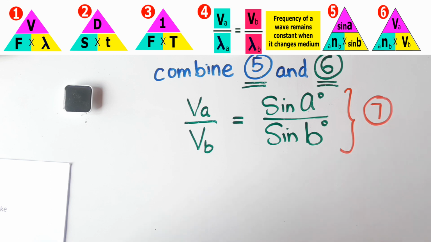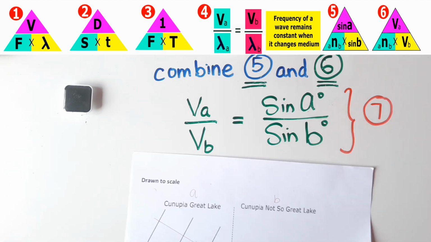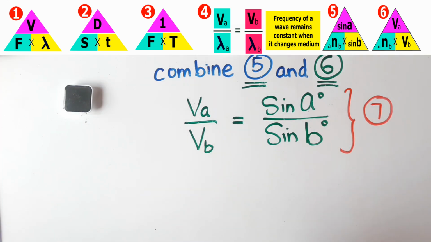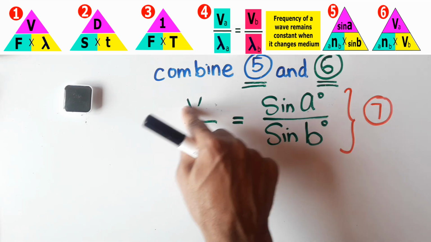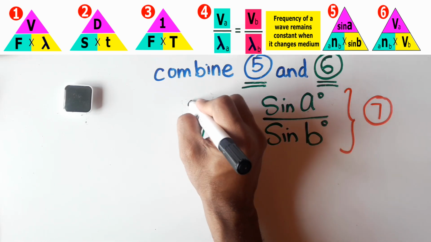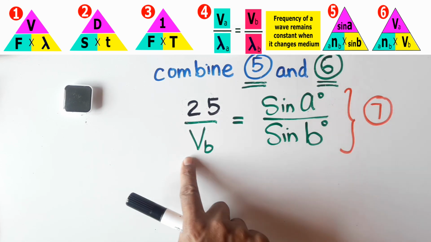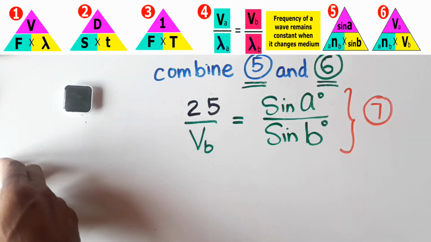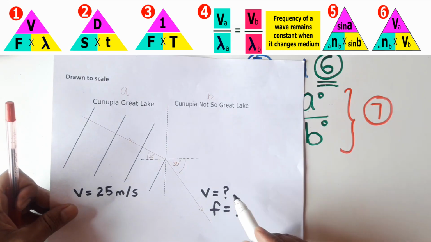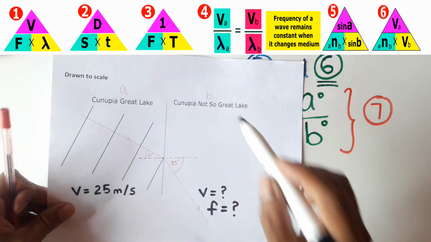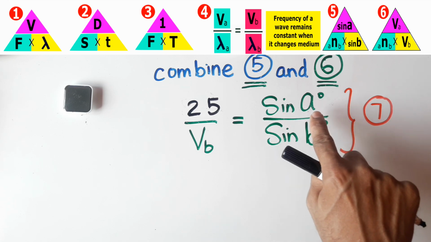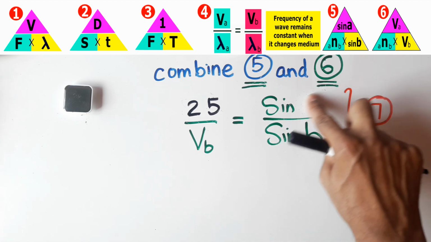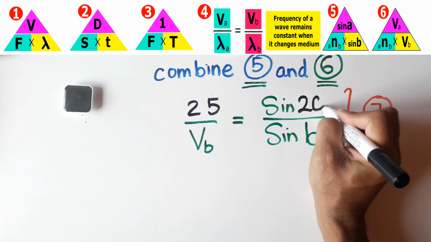So I know you can't see the paper right now, but I wonder if I put it below here. No, you still can't see it. So I'm just going to talk you through. The velocity in A, in the Great Lake, is 25. We do not know the velocity in the other region, right? We do not know the velocity in region B. So I'm going to leave it as VB. The angle in region A is 20 degrees.